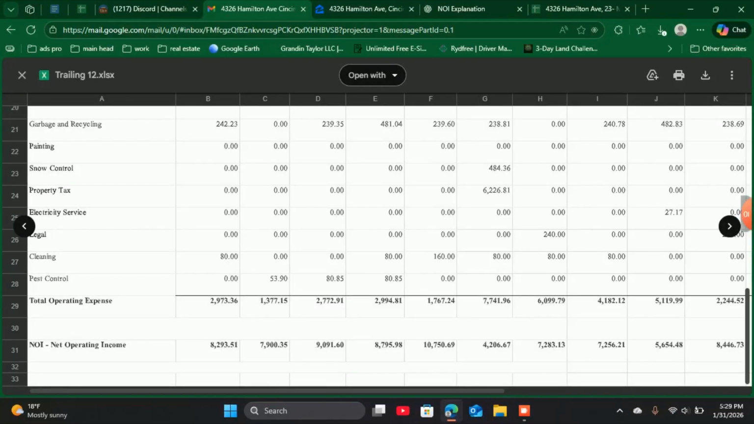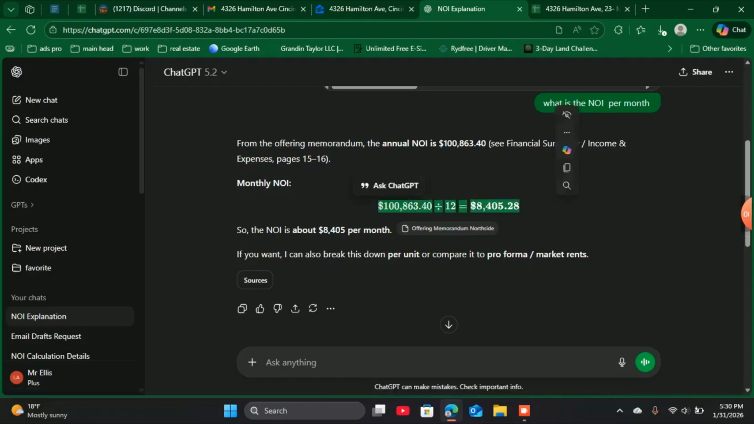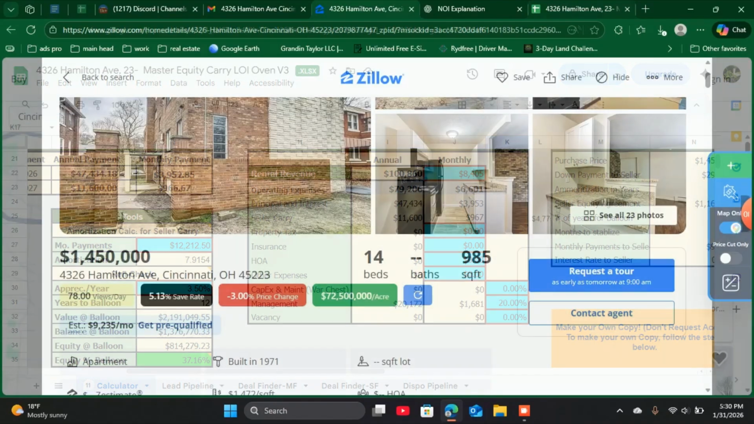So as you can see, the NOI fluctuates. Right here was 8,000. Right here was 7,000. Right here was 9. Right here was 8. Right here was 10. He had a good month this year. Right here it dropped all the way to 4,000. Right here it was 7, 7, 4, 8. So this is what we equaled it out to, $8,405.